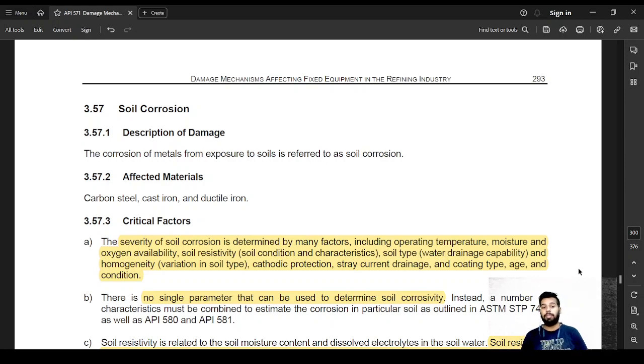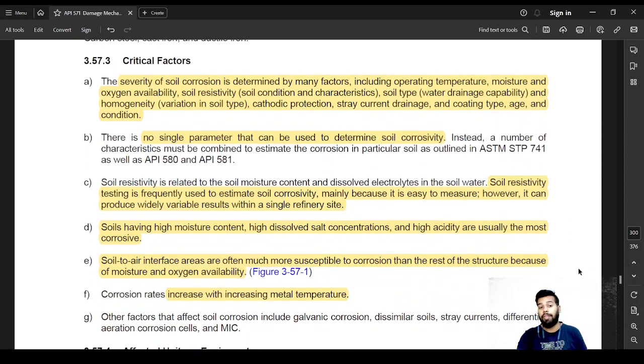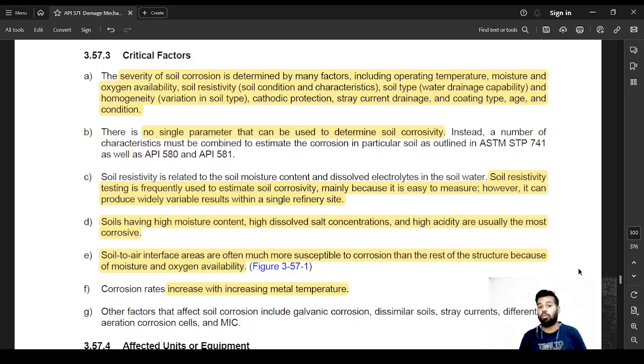So description of damage: the corrosion of metals from the exposure to soils is referred to as soil corrosion. Affected materials are carbon steel, cast iron and ductile iron. Critical factors: the severity of the soil corrosion is determined by multiple factors including operating temperature, moisture, oxygen availability, soil resistivity, soil type, homogeneity, cathodic protection, stray current drainage, coating type, age and condition. So multiple things have to be considered when you're talking about soil corrosion.